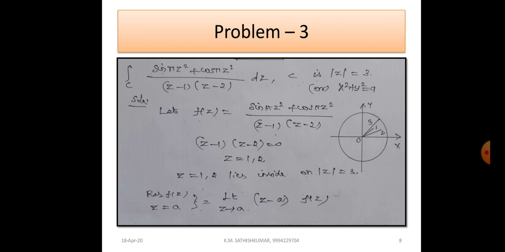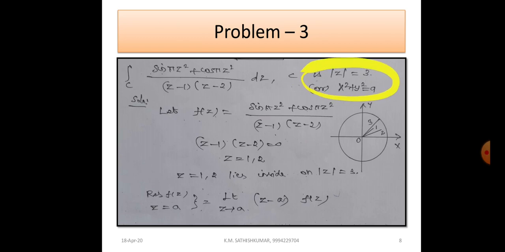Integral over c of (sin pi z squared plus cos pi z squared) divided by (z minus 1) into (z minus 2) dz, where c is modulus of z equal to 3. z is a complex number, so z is equal to x plus iy. Modulus of z means modulus of x plus iy, which becomes root of real square plus imaginary square. So root of x square plus y square equal to 3 means x square plus y square equal to 9.